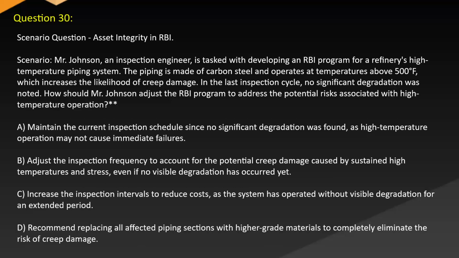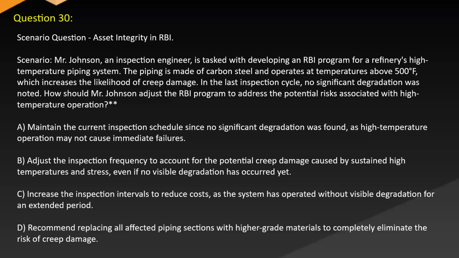Question 30. Scenario question. Asset integrity in RBI. Scenario: Mr. Johnson, an inspection engineer, is tasked with developing an RBI program for a refinery's high-temperature piping system. The piping is made of carbon steel and operates at temperatures above 500 degrees F, which increases the likelihood of creep damage. In the last inspection cycle, no significant degradation was noted. How should Mr. Johnson adjust the RBI program to address the potential risks associated with high-temperature operation?